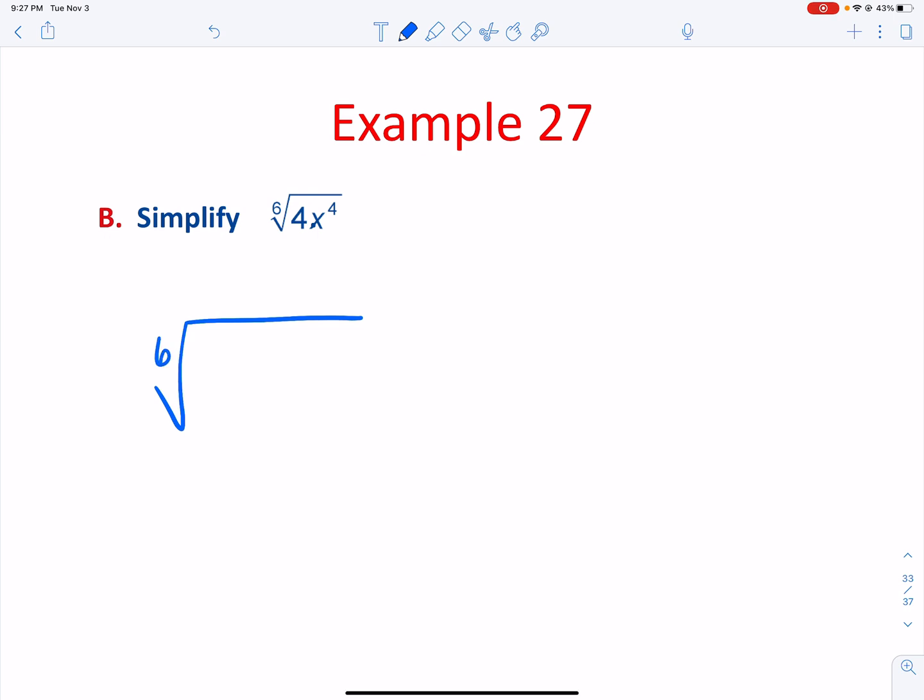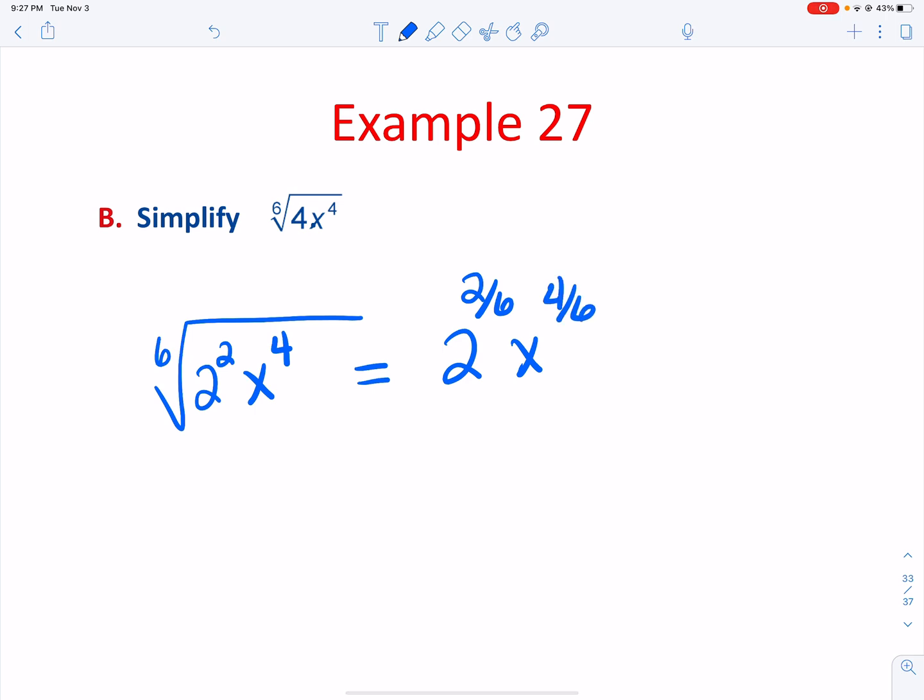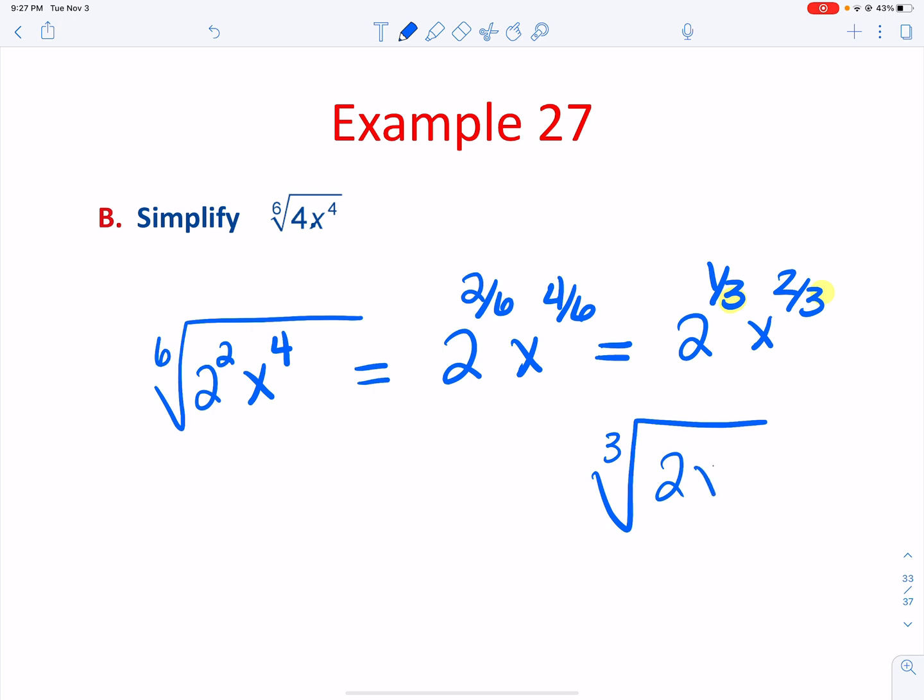This is going to be the 6th root of 2 squared and 4x to the 4th. Because then I can rewrite this as 2 to the 2/6, x to the 4/6. Well, can't I reduce 2/6 to being 2 to the 1/3 and x to the 2/3? So they both have 3's underneath. So aren't they both going to be in a cube root? So this would be the cube root of 2x squared, which is my final answer.